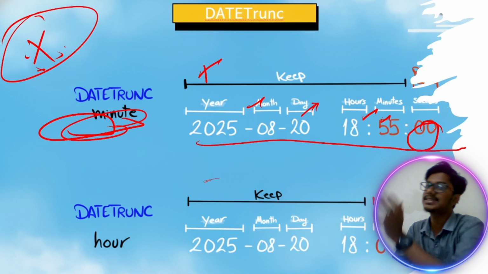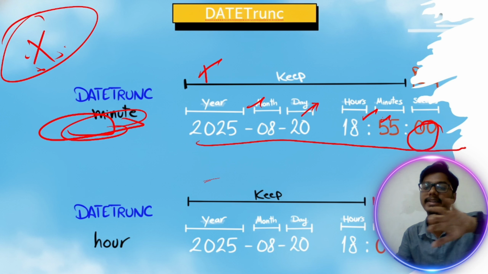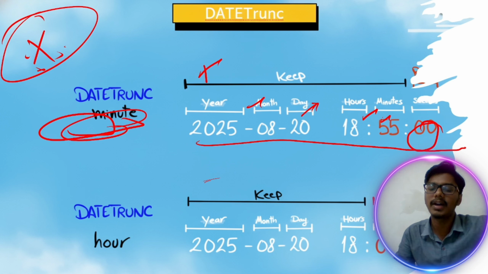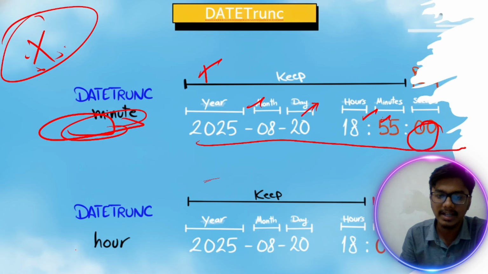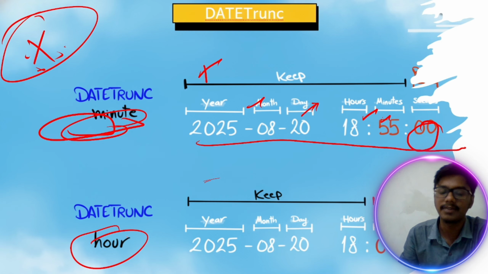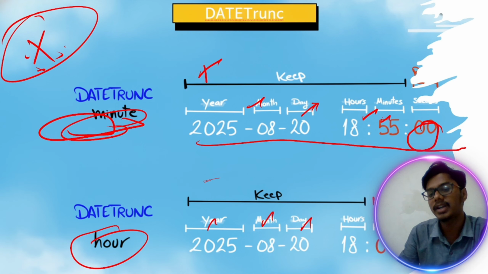I don't want to consider the seconds. I just want to consider the minutes only, right? So I go with 18 hours 55 minutes. So consider, guys, if I use DATETRUNC with the argument as hours, the year should be present as it is, the month should be present as it is, and the day should be present as it is.